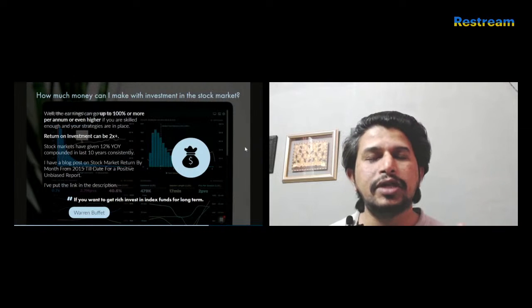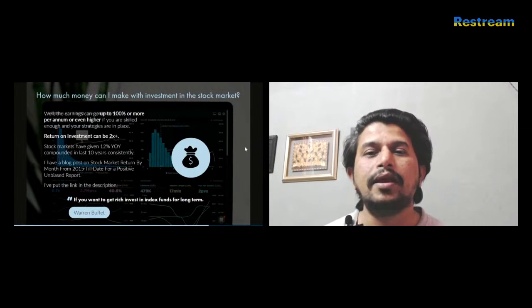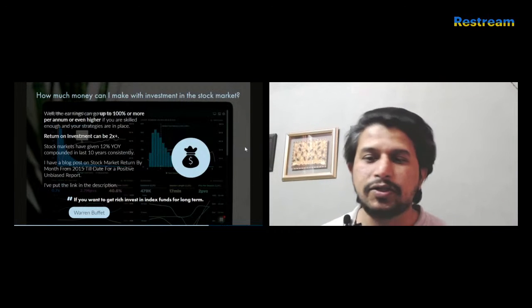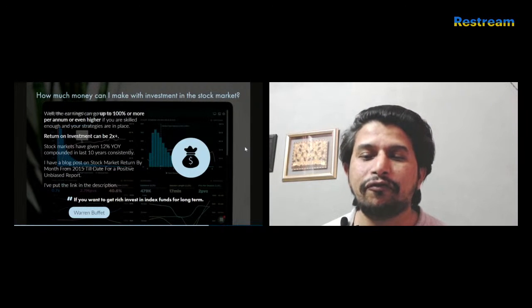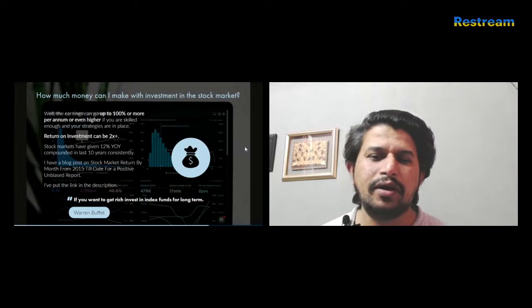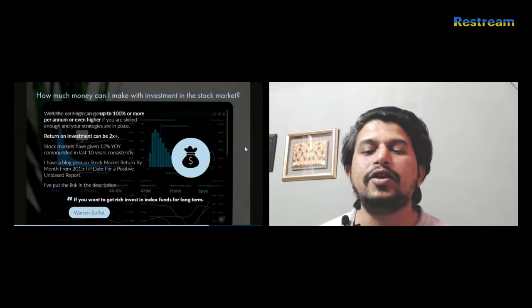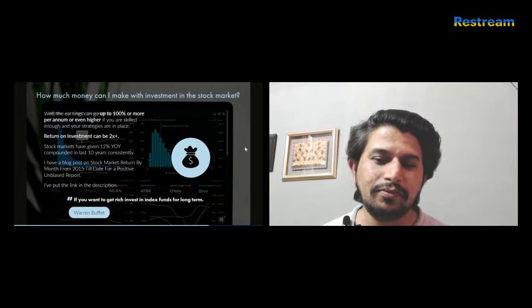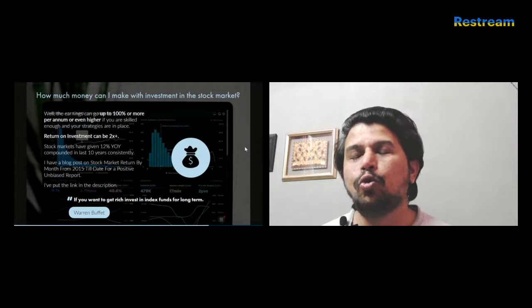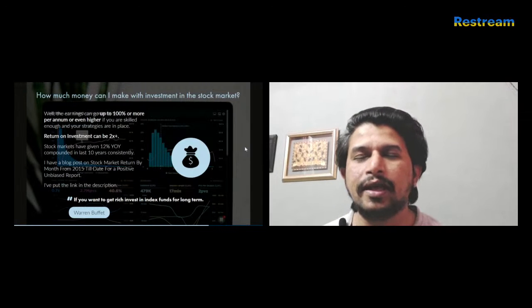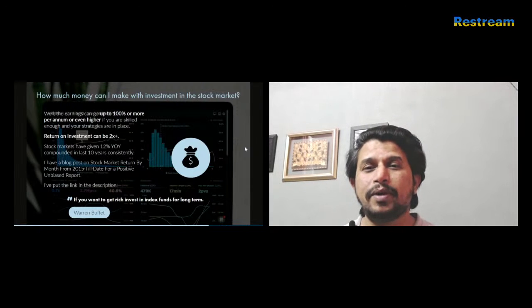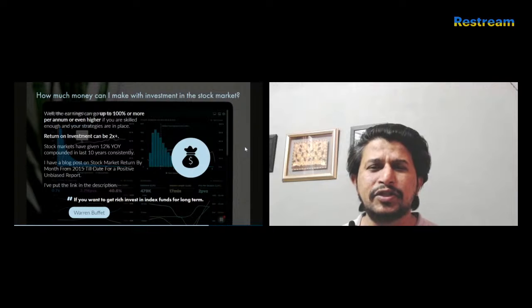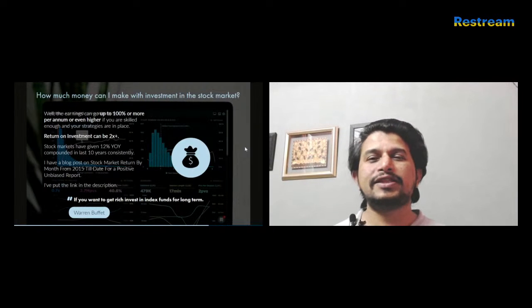You have to take the knowledge and apply it so that you can make a lot of money with stock markets. The earnings can go up to 100% or more per annum if you have the right knowledge, or even higher if you are skilled enough and your strategies are in place. Returns on investment can be 2x if you have correctly picked the right stocks. We will talk about multi-bagger stocks in the investment part, and in the trading part, we will talk about technical analysis probably in the next Wednesday session.